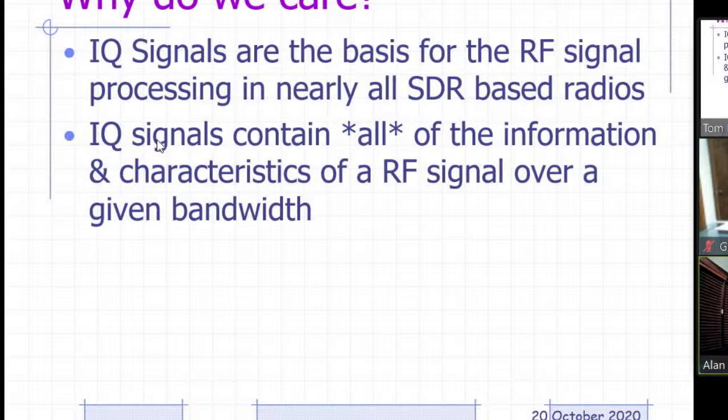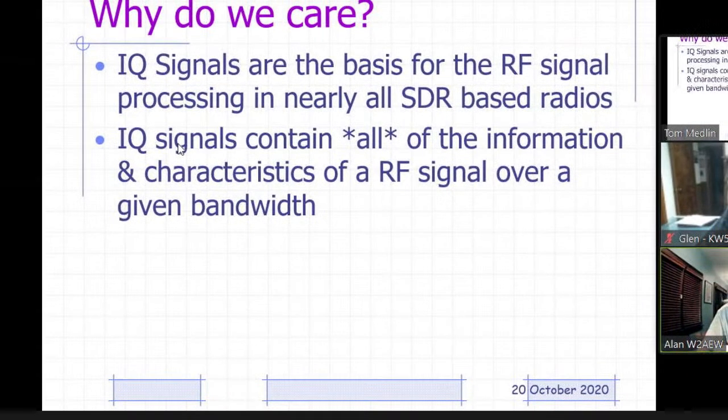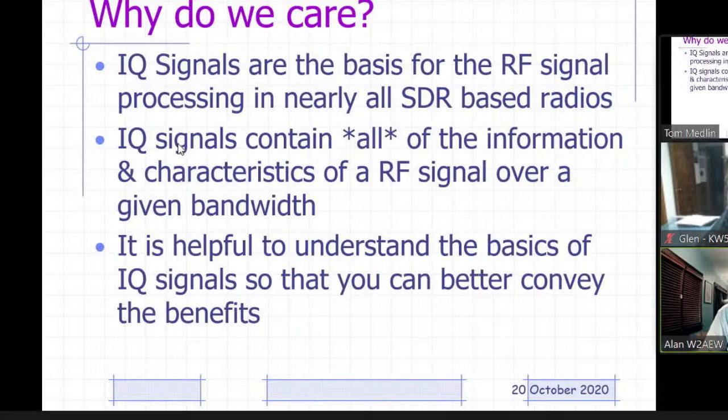IQ signals are a way of representing signals that can contain all of the information and characteristics of an RF signal over a given bandwidth with very little sample rate and memory storage requirements. We're going to talk about why that is in a moment. It's helpful to always understand the basics of these RF signals so you can better convey the benefits of it, and also to understand what goes on under the hood, so to speak, inside your radios these days.